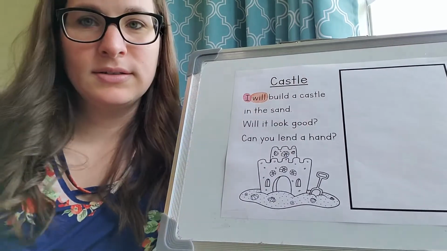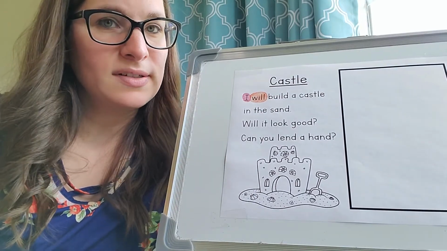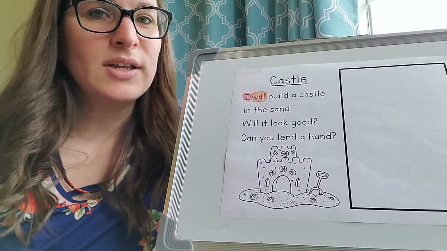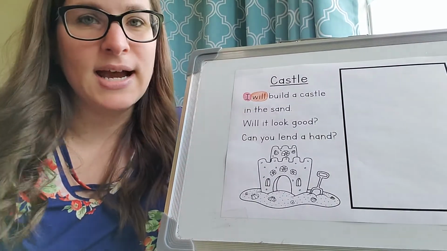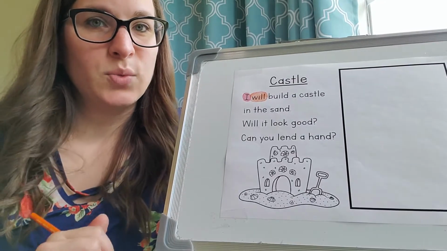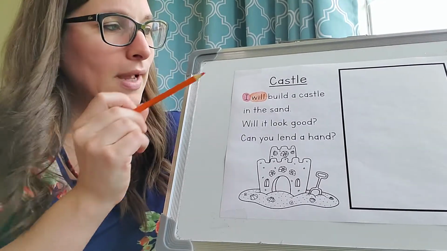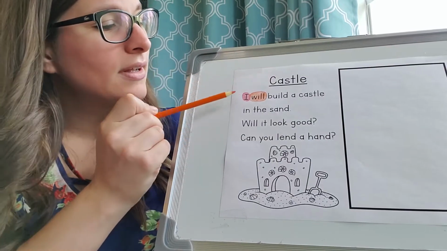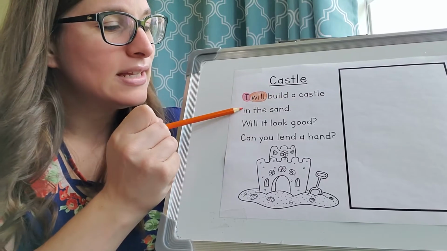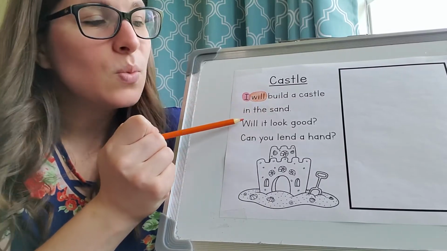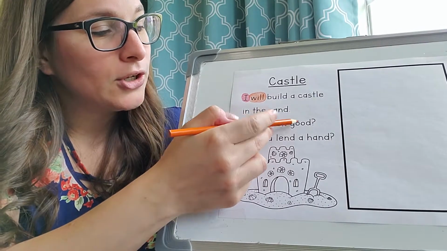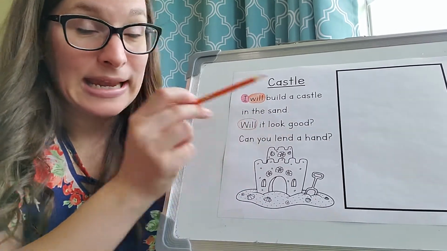The other one actually looks a little bit different because it is the beginning of a sentence. So what I want you to do with me, I'm going to come back up to the top. We're going to whisper read unless we touch the word will. Then we're going to say it normal. Okay? Castle. I will build a castle in the sand. Will it look good? Can you lend a hand?